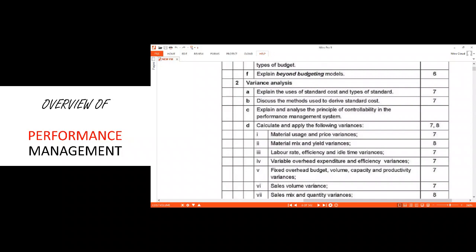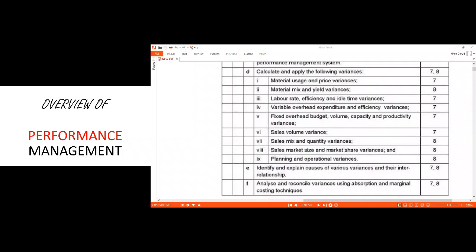Then we are going to move on to calculate and apply the following variances: material usage, material mix, the yield variance, the price variances, labor rates, efficiency rate, idle time variances, fixed overhead budgeting, volume cost, capacity productivity variances, sales volume variances, sales mix and quantity mix, the labor rate, sales volume, sales market size, sales share variances, planning and operational variances will be looked at.